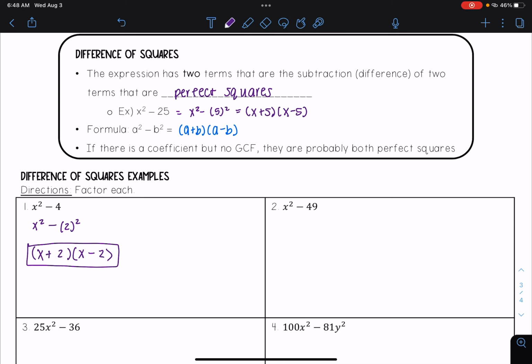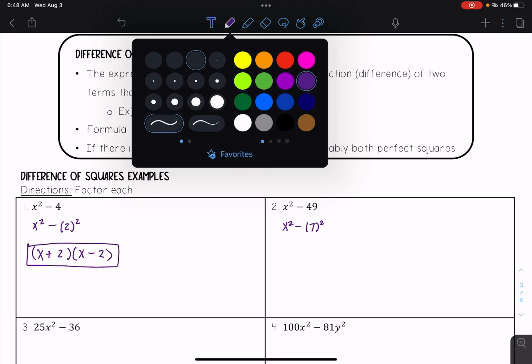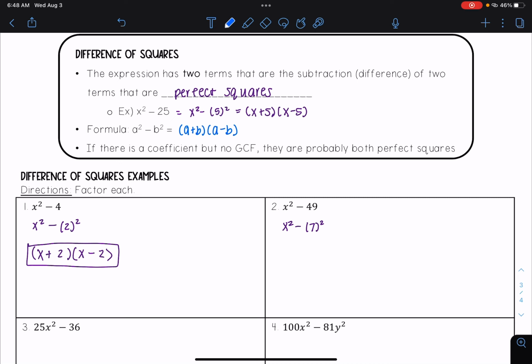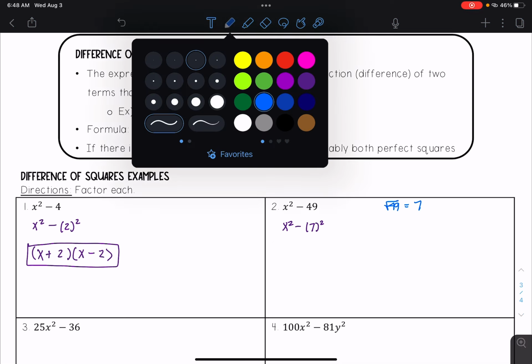Okay, let's look at the next one. I have x squared minus 49. Well, I could rewrite that: 49 is the same thing as 7 squared. And if you don't automatically recognize what these squares are equal to, another way that you can figure that out is to go in your calculator and type in the square root of 49. When you take the square root of 49, that's equal to 7.